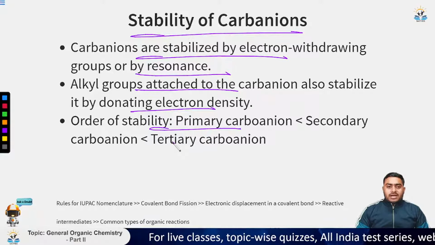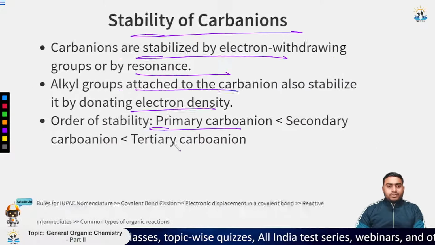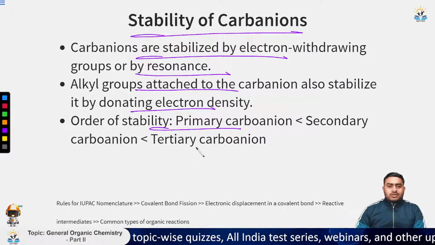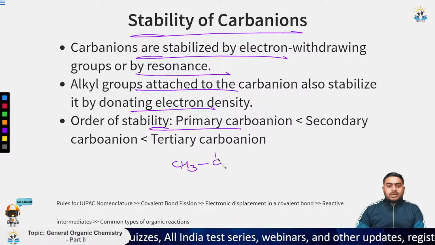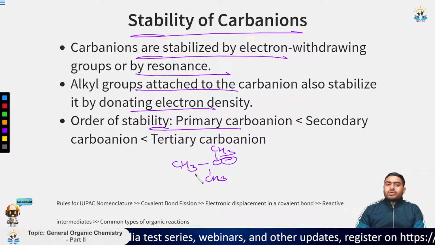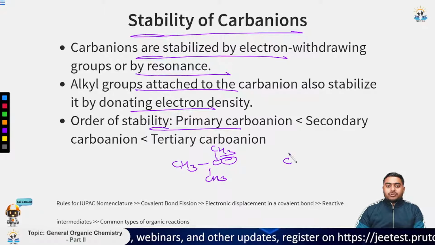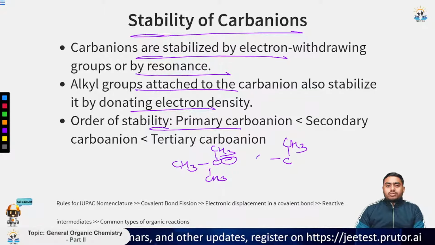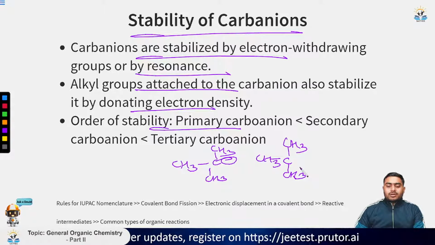Okay, primary carbanion, right? And you can see the next point here is radical. Okay, I hope this is clear. And one more point I want to tell you. Suppose CH3, C, CH3, CH3 and negative. So this carbanion is not very stable as compared to this one, because, as you can see, hyperconjugation will take place.